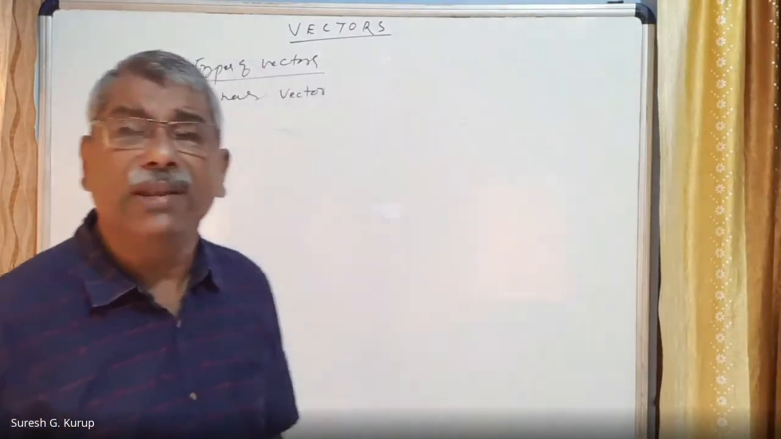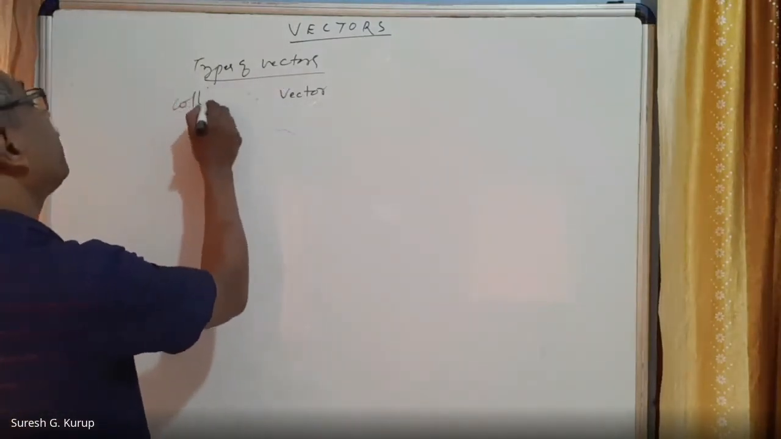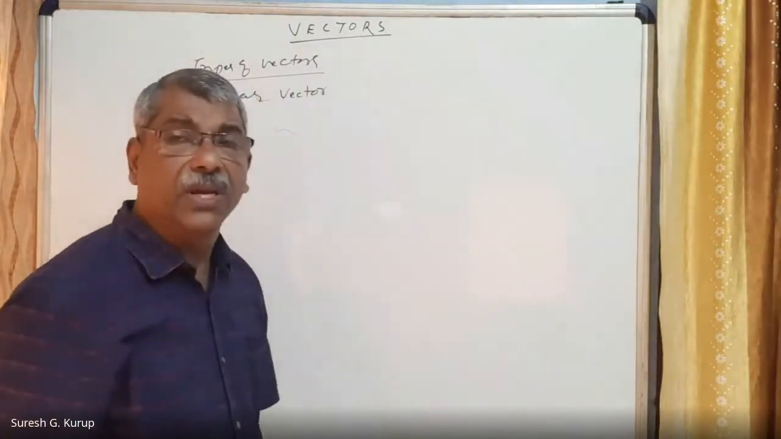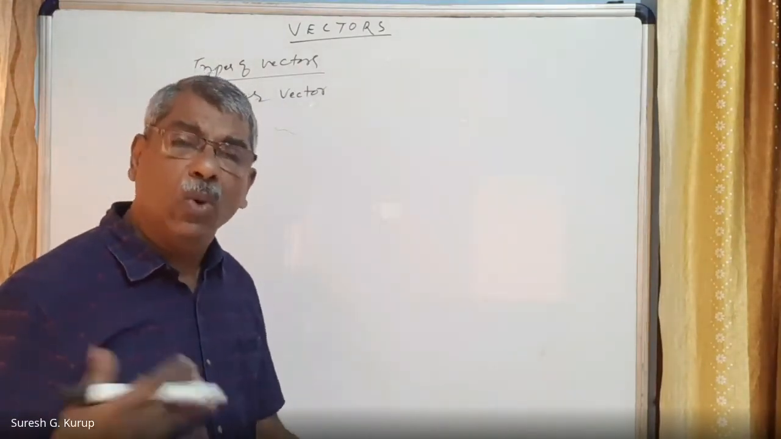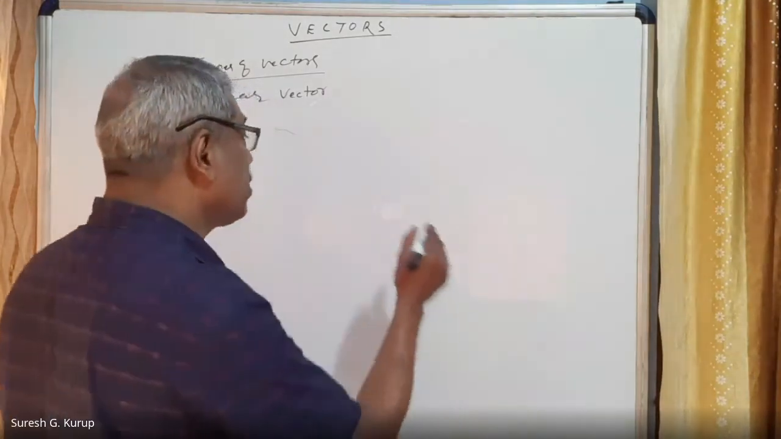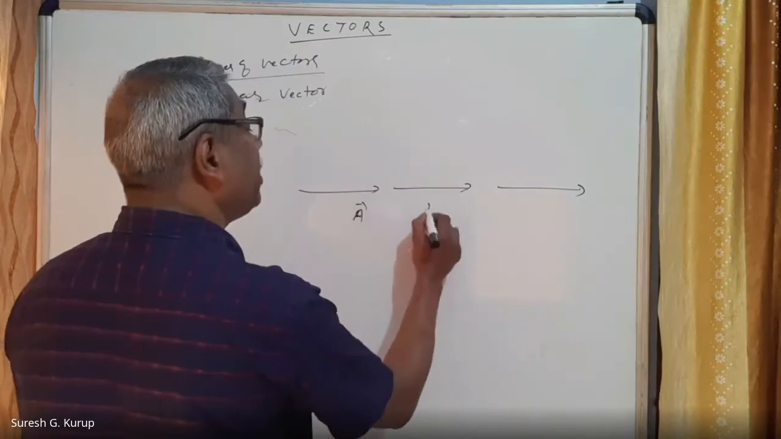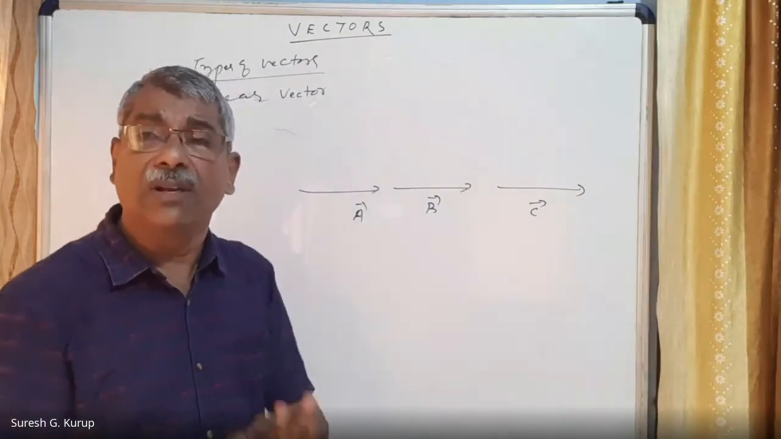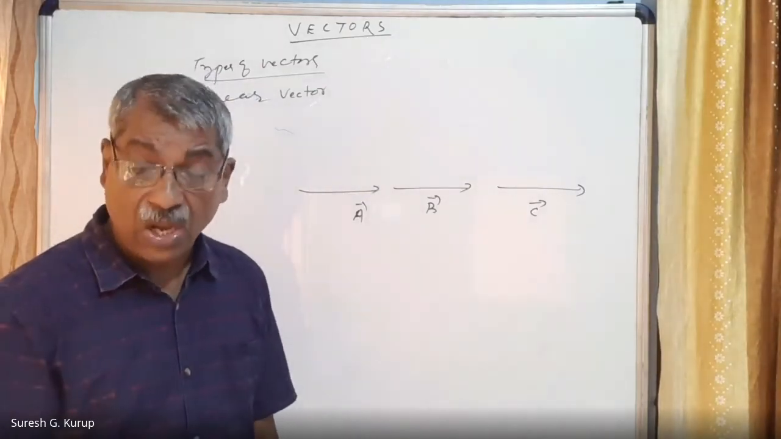Next is collinear vectors. Collinear vectors are vectors which are acting along the same straight line. Two or more vectors acting along the same straight line are called collinear vectors. For example, this is vector A, this is vector B, and this is vector C. All these are joined together and form a single straight line. All these vectors which are acting in the same straight line are called collinear vectors.